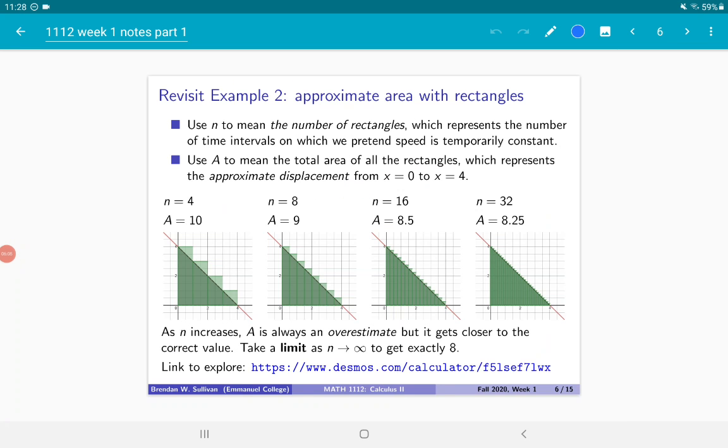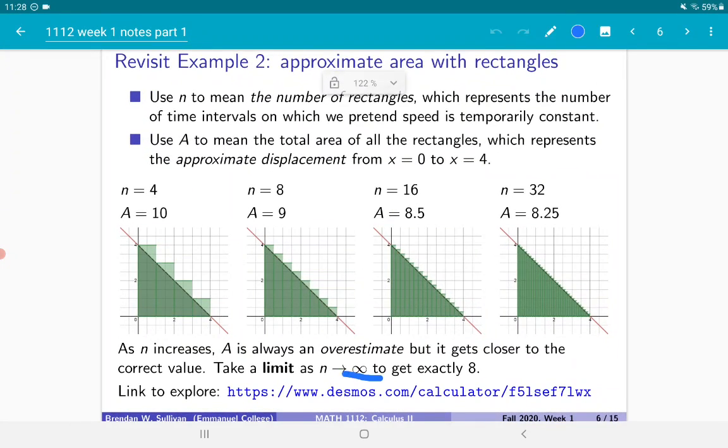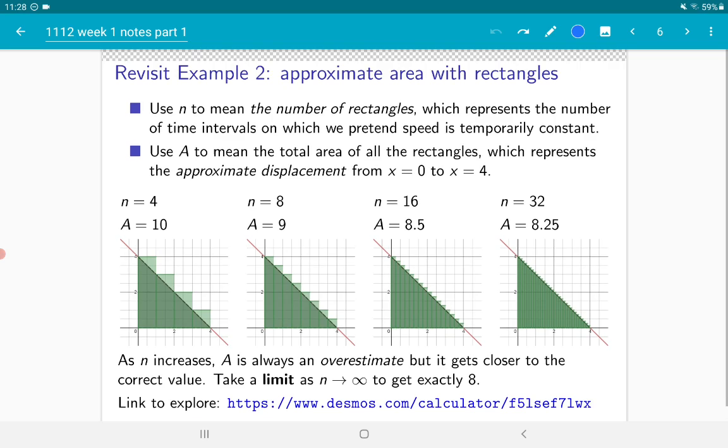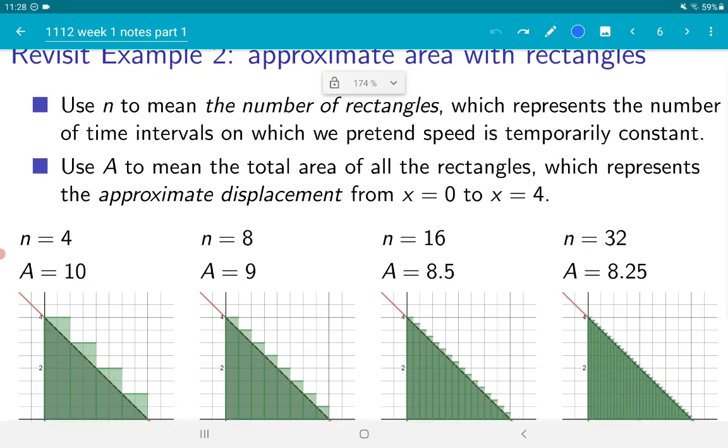So what I have here, instead of trying to draw this for you, is I've used a graphing tool called Desmos, which I highly recommend, to graph this same idea for larger and larger numbers of rectangles. So when you see a little n here, we're going to use that to mean n for number, how many rectangles we're using. And another way to think of that is it represents how many little subintervals of time that we're dividing the x-axis into.